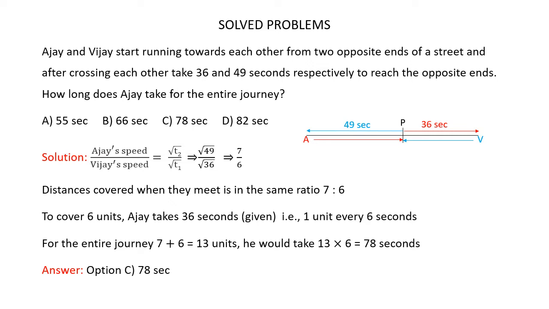Now, here we are asked to find how long Ajay takes for the entire journey. So, for the entire journey, Ajay has traveled 7 units plus 6 units, that is 13 units. Now, we know that he covers 1 unit in 6 seconds. So, to cover 13 units, he would take 13 multiplied by 6, which is 78 seconds. So, for the entire journey, Ajay takes 78 seconds. So the correct answer is option C, 78 seconds.